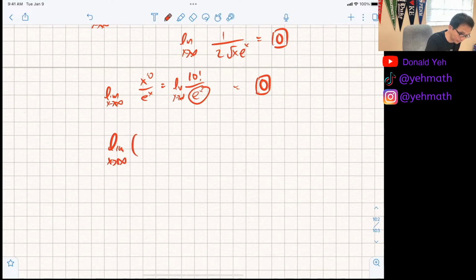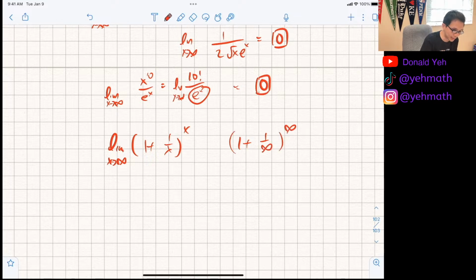So the limit as x goes to infinity of (1 plus 1 over x) to the x. If I plug in infinity, it's going to be (1 plus 1 over infinity) to the infinity, and that's equal to 1 to the infinity. Does that make sense? Because 1 over infinity is 0. Now, you're going to say 1 to the infinity is probably 1, right? We're going to prove that isn't so.